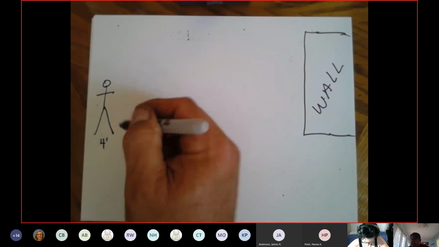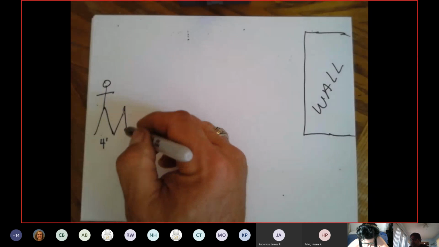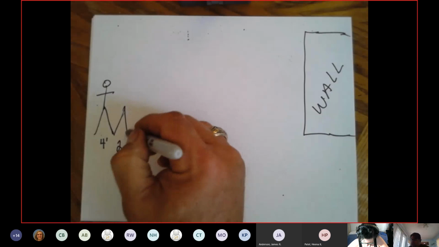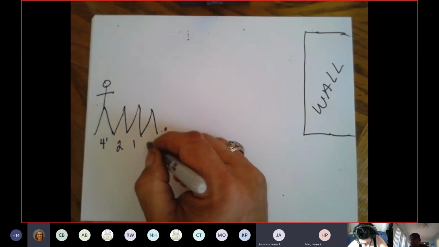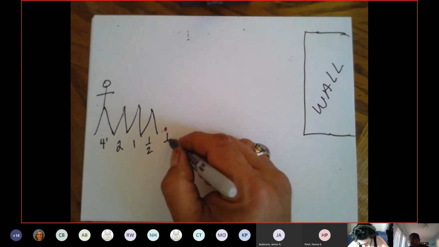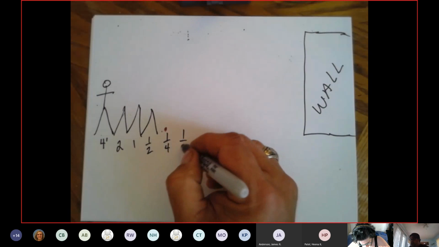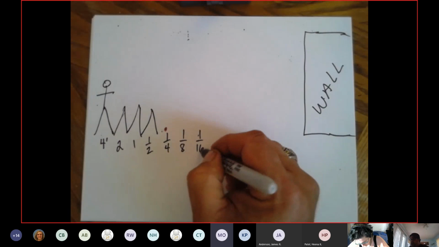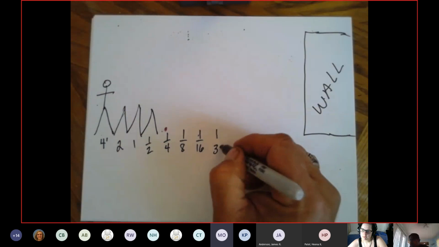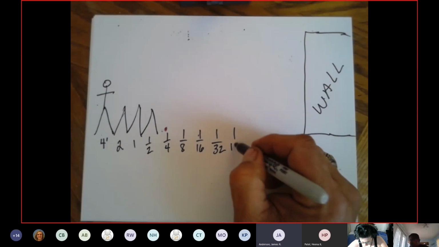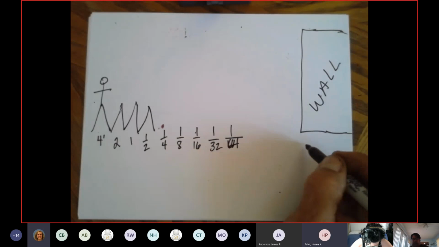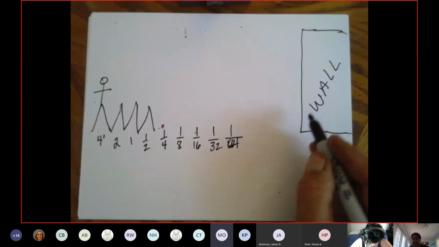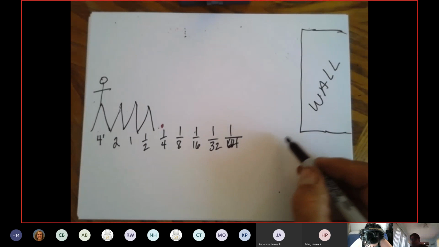So somebody tell me what the next step would be. 2 feet. Next step, 1. Next step, half. 1/4, 1/8, 1/16, 1/32, 1/64. Will I ever reach the wall? No. You might as well say you'll never really reach the wall.